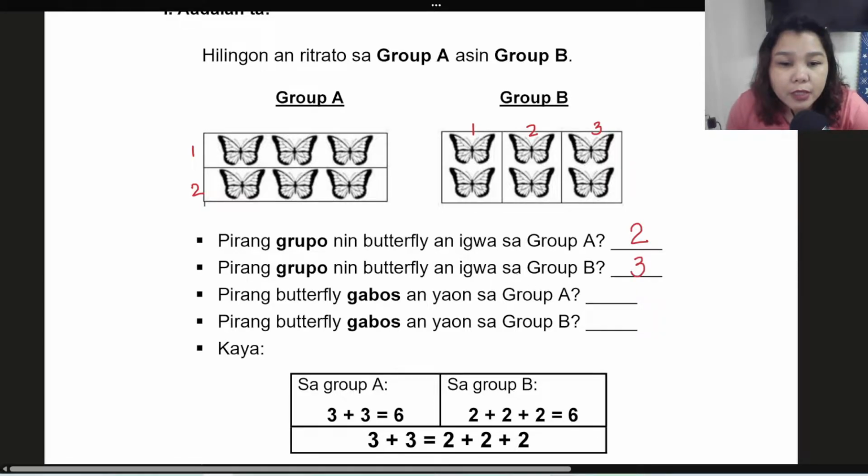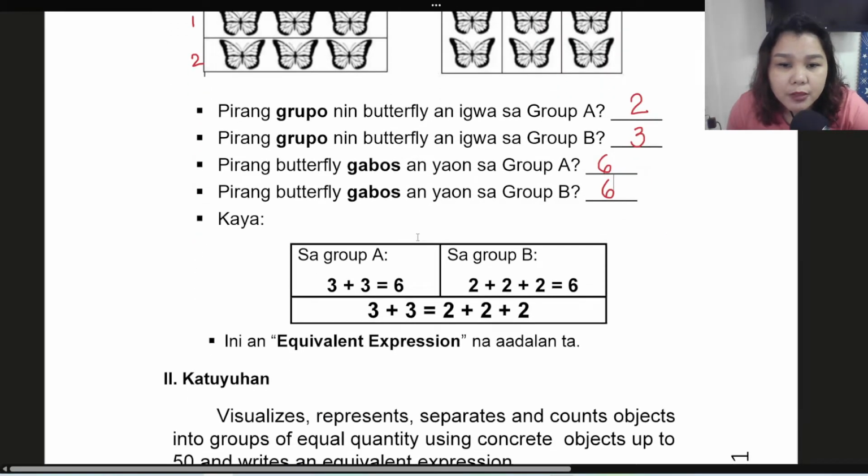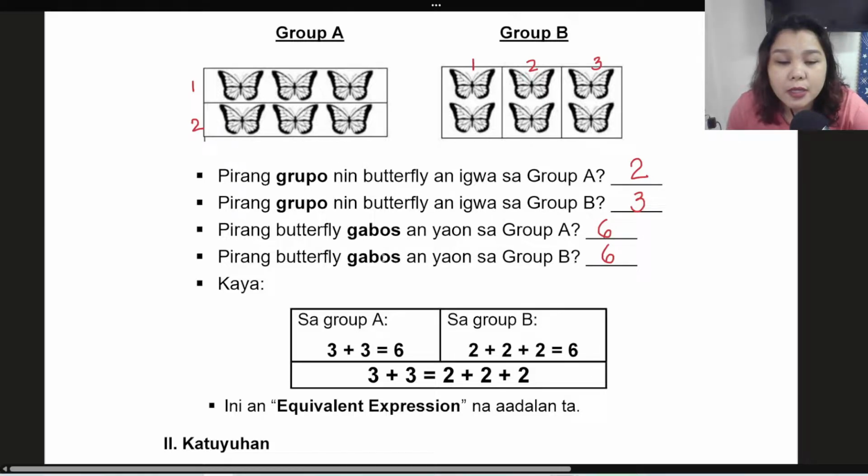Pirang butterfly gabos anyaon sa group A? 6. Pirang butterfly gabos anyaon sa group B? Igwa man 6. Okay, parehas ang 6, and because of that, we can derive an addition sentence using the figures or using the picture above, showing the number of groups and the number of butterflies in all.